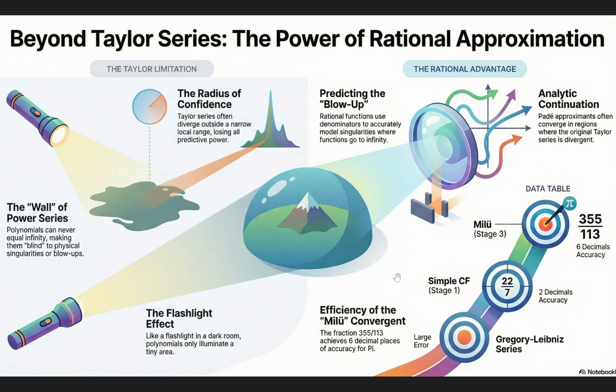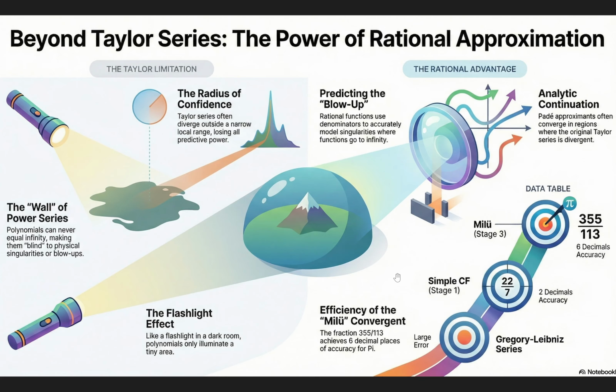Let's just recap the journey before we wrap up. Sure. We started with the Taylor series, the flashlight. Great for local detail, but blind to the big picture and terrified of cliffs. So we introduced a shift in architecture from linear accumulation to nested division, the continued fraction. We saw how that structure built by the Viskovitov algorithm creates that staircase that captures data way more efficiently.